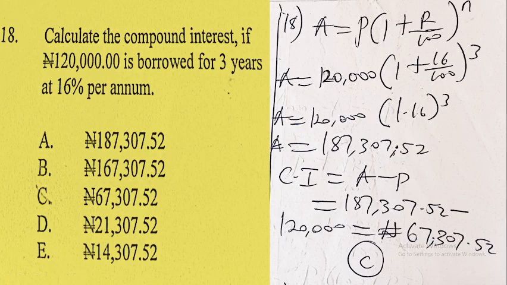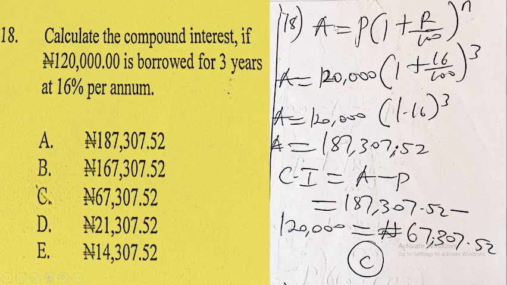Now question number 18. We have to calculate the compound interest if 120,000 is borrowed for 3 years at 16% per annum. So the question is on compound interest. We are looking for compound interest when we know the principal borrowed, as in the amount borrowed, for 3 years at 16% per annum. So we can use a formula to find the amount.